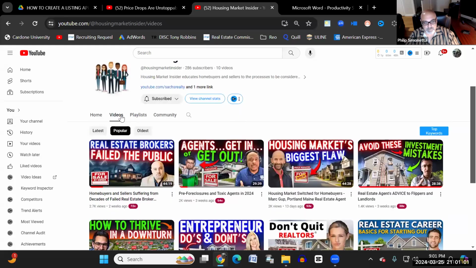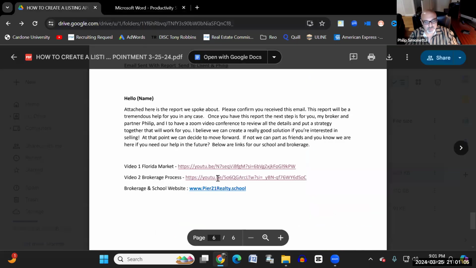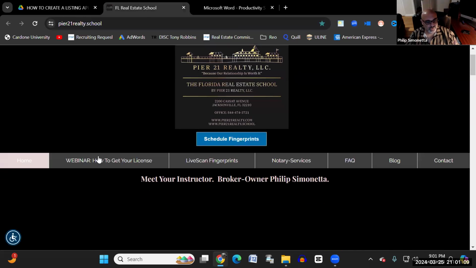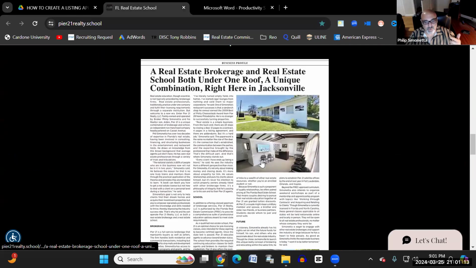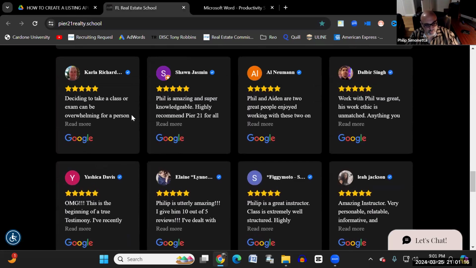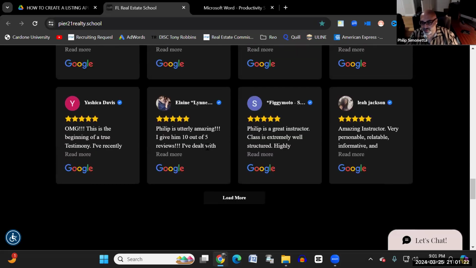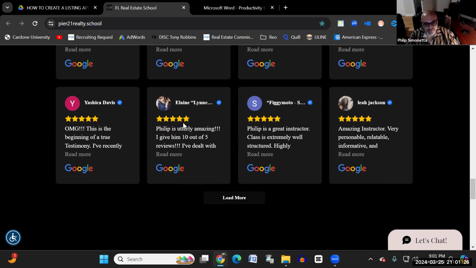So they're going to see those two things. Now, they go here, it's going to take them to the school. They're going to see the school. They're going to see the brokerage. They're going to see everything here about who we are and what we do. They're going to be able to see the article. They're going to be able to see all the ratings of what the people say about what we do for them.